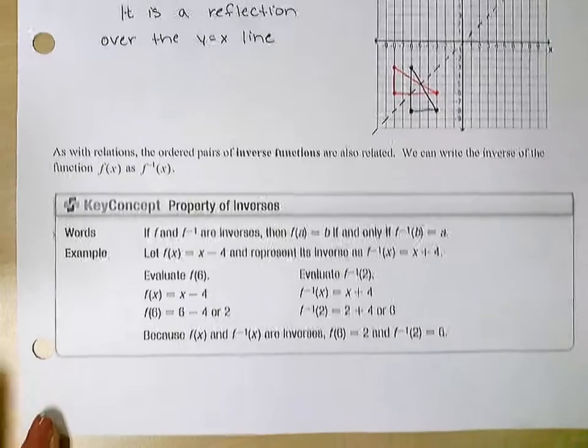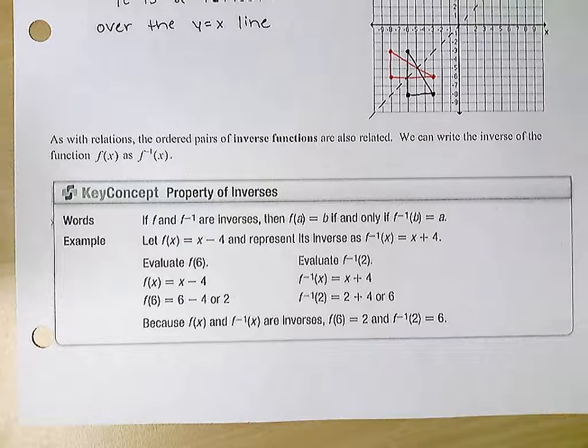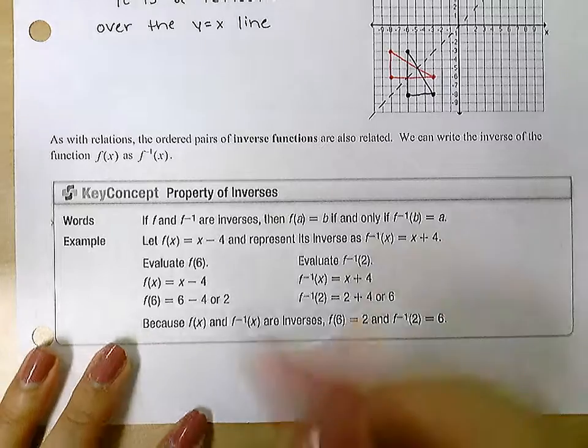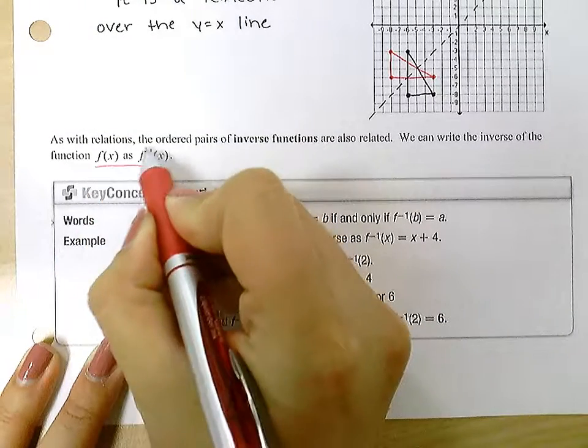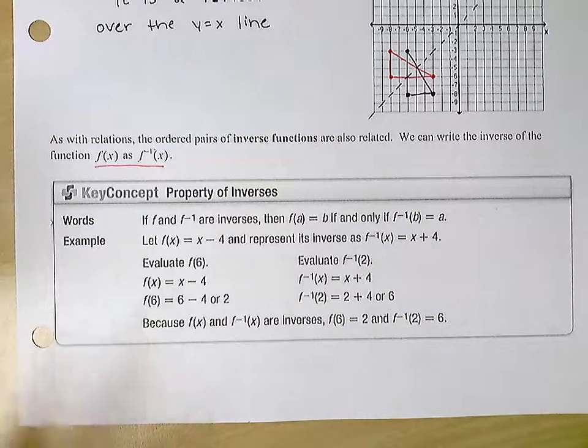As with relations, the ordered pairs of inverse functions are also related. So we can write the inverse of a function f of x as f inverse of x. You see this little -1 up here? That reads f inverse of x.